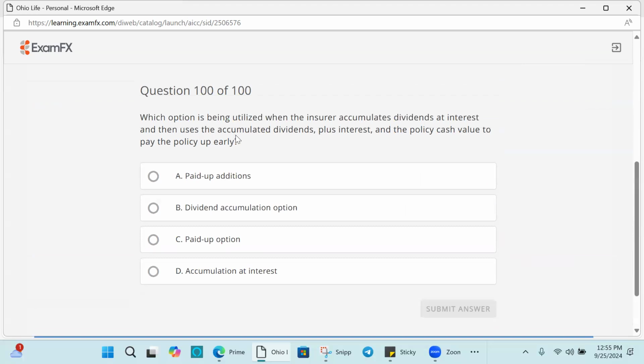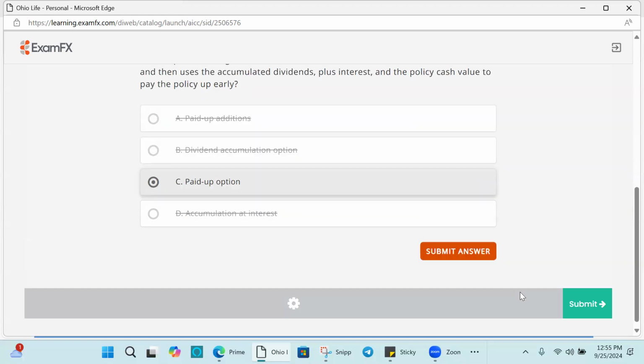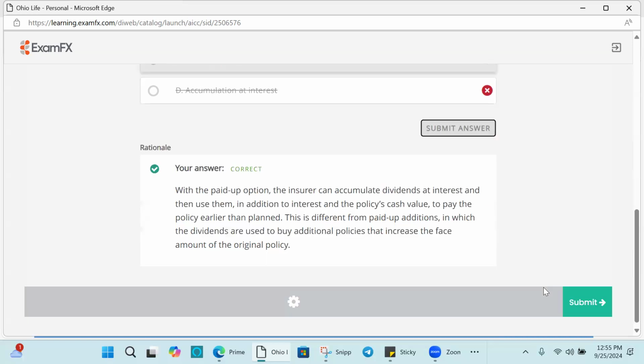Which option is being utilized when the insurer accumulates dividends at interest and then uses the accumulated dividends plus interest and the policy cash value to pay the policy up early? Those are the paid up option. Paid up addition, I don't see addition in there. Dividend accumulation option, accumulation at interest, paid up option.